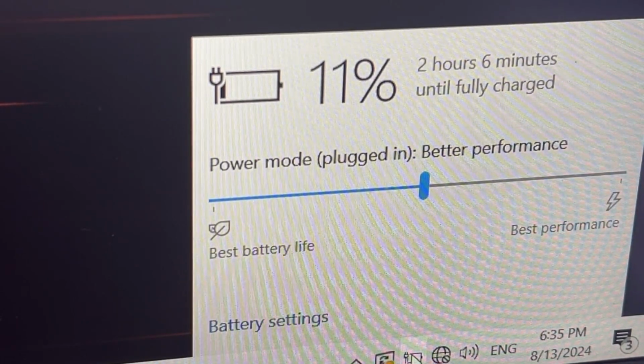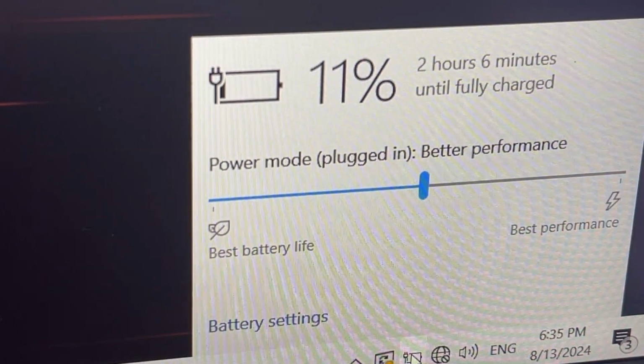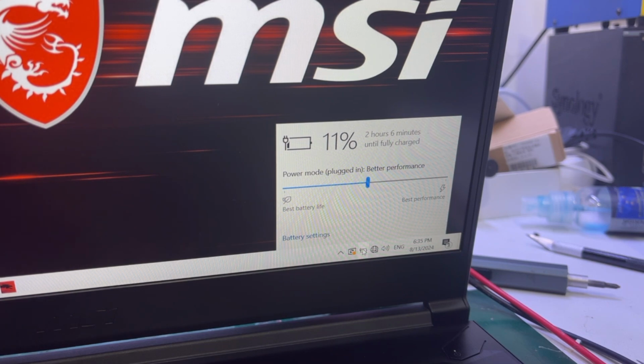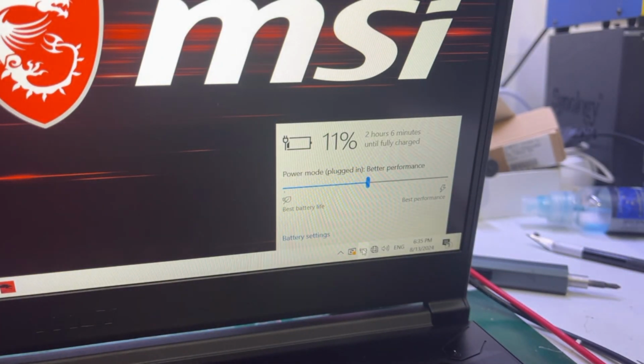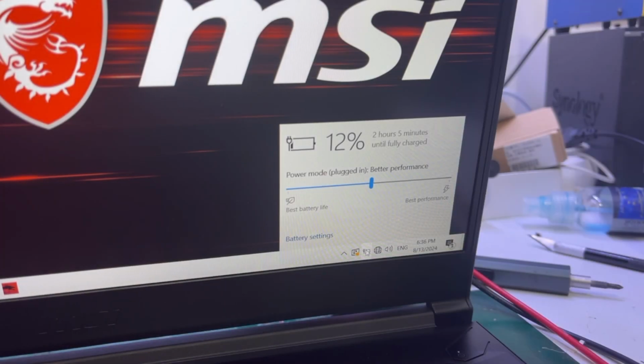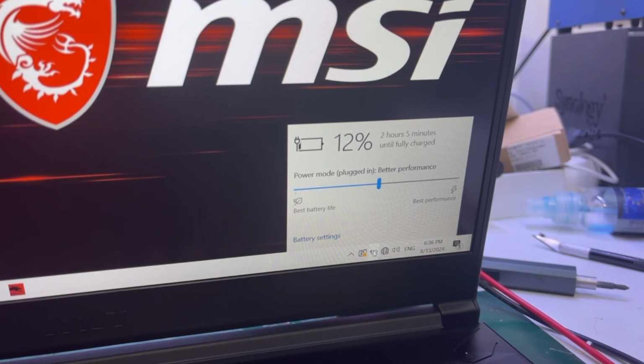Our charge controller is working fine. So the main issue is in the original old battery. Yeah, that's right, that's good. So the battery is charging.